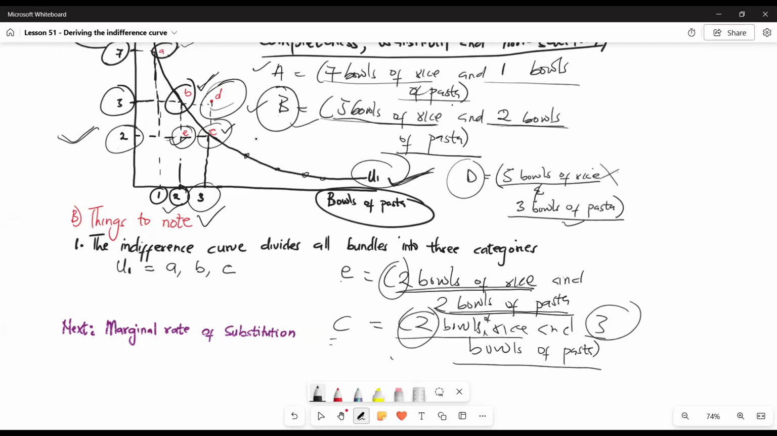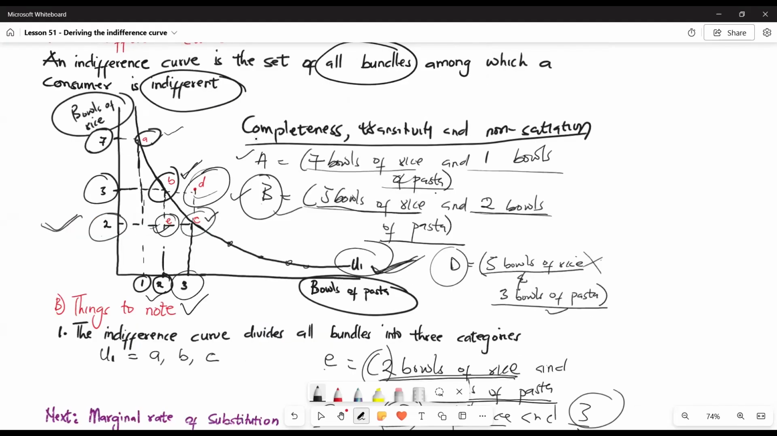So what we are saying here is the indifference curve divides bundles into 3 categories. The first category is bundles on the curve U1, which gives the consumer the same satisfaction. And then we have bundles that are better than those on the indifference curve U1, example D, because they contain at least more of one good. And then we have bundles that are lower or inferior to those on the curve U1 because they contain less of at least one good, example bundle E. So this is all that we have on our lesson on deriving the indifference curve.